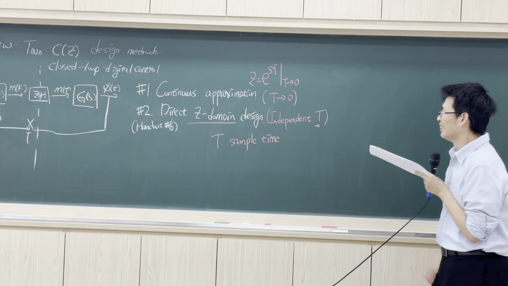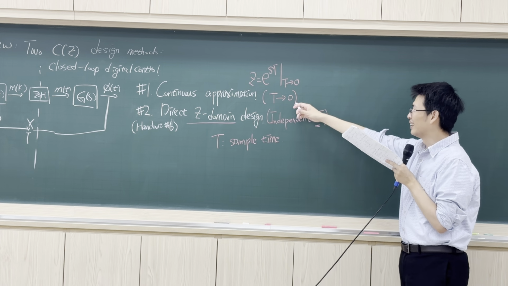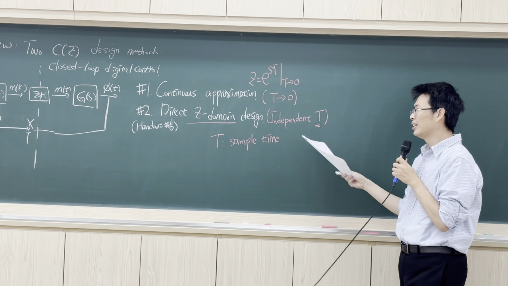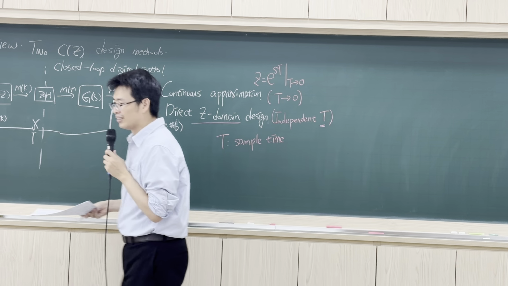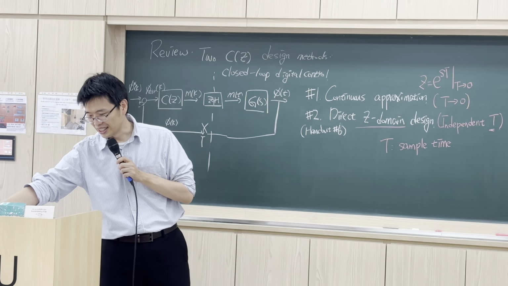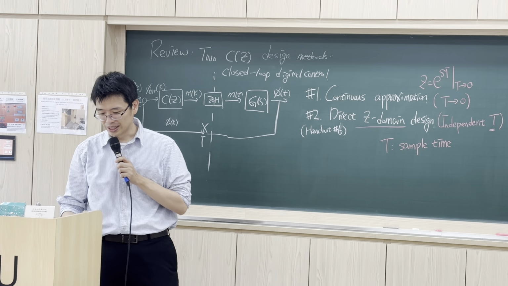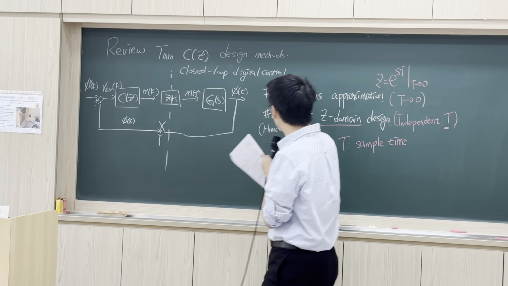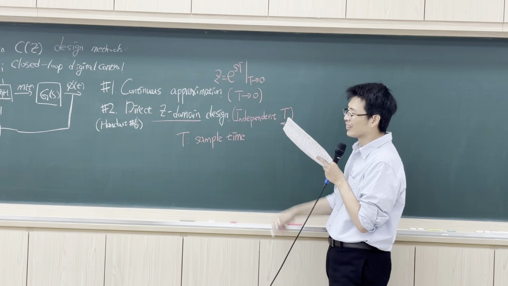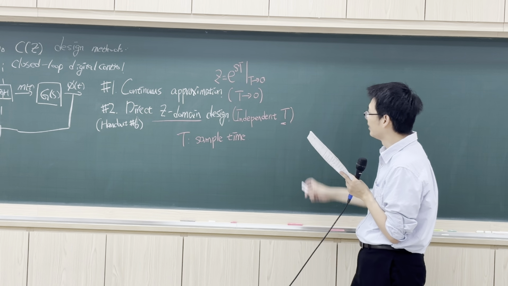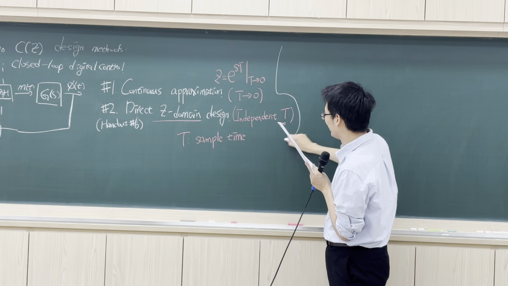First one has a sample time limitation. Second one is independent relative to any sample time. So with that, I'm going to verify why the sample time is limited for continuous time approximation.